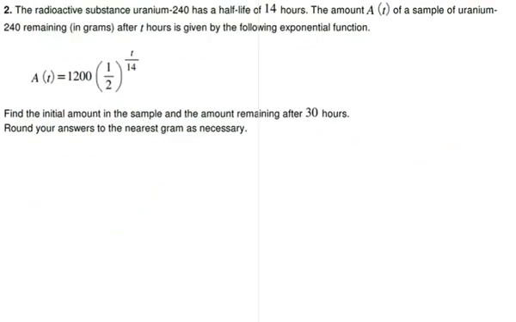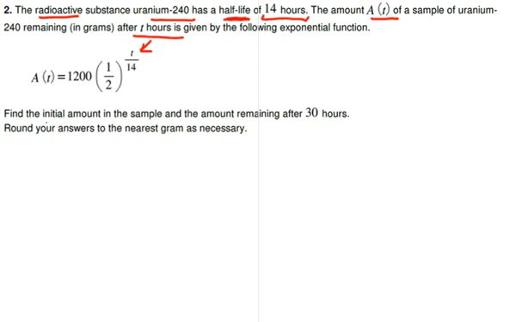Let's go to the next problem. This is a half-life problem. We've got a radioactive substance, uranium-240, has a half-life of 14 hours. The amount A of t of a sample of uranium-240 remaining in grams after t hours is given by the following exponential function. And so we've got that function right there. Then they say find the initial amount in the sample and the amount remaining after 30 hours.